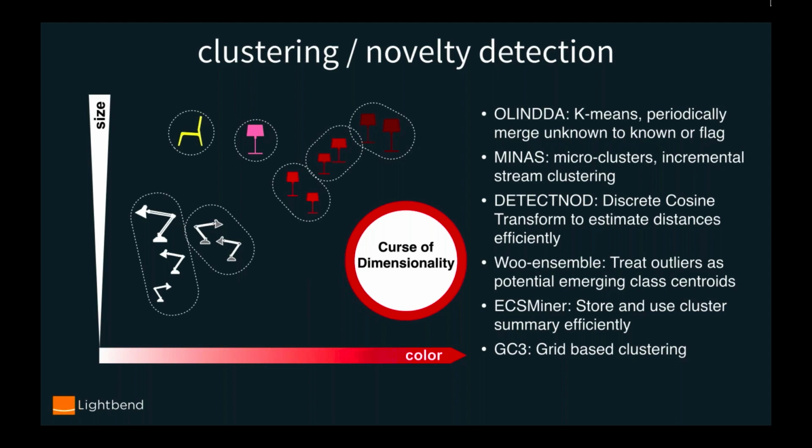ECS Miner and GC3 are some of the most recent ones in this group. ECS Miner is order of W squared divided by K, where W is the batch size and K is the neighborhood size in KNN, and its space complexity is order of W. So it's not really that efficient. And GC3 is using grid-based clustering, so its time complexity is order of G log C, where G is the grid size and C is the number of clusters, and likewise for space complexity.